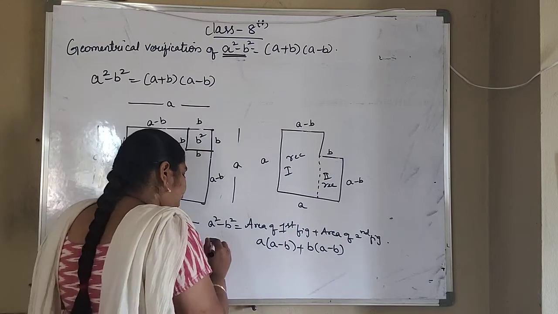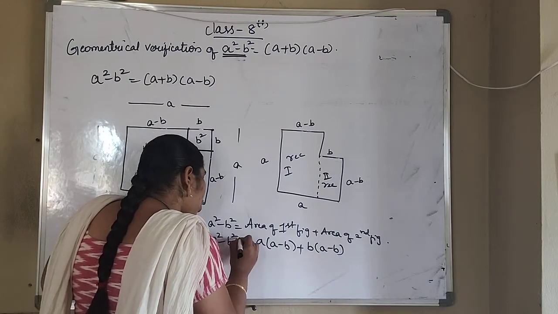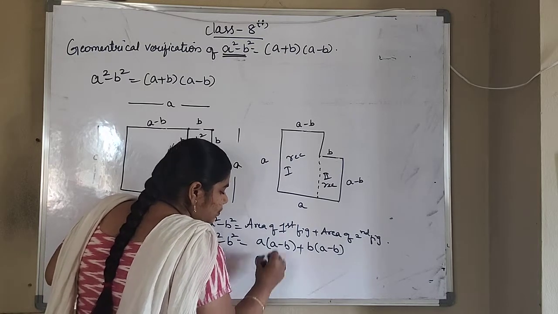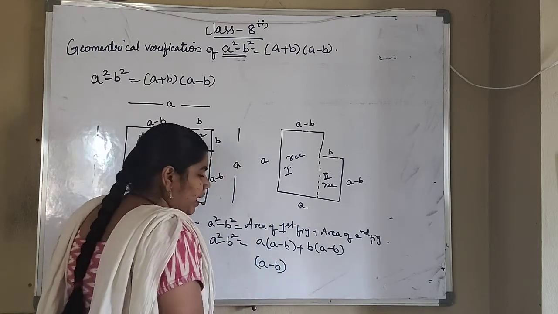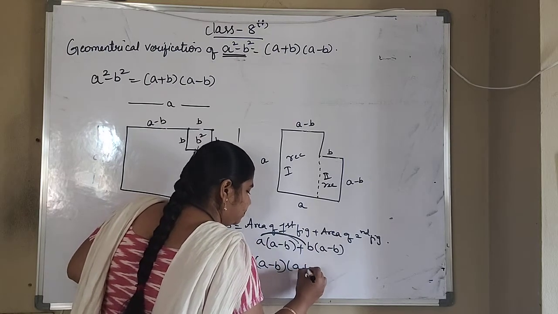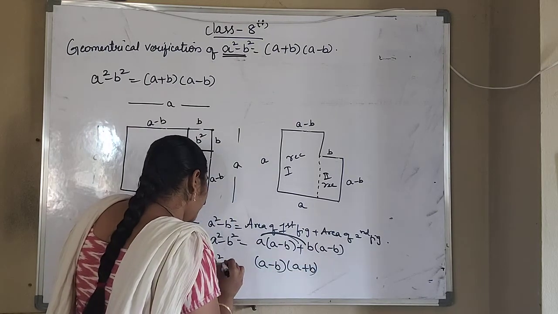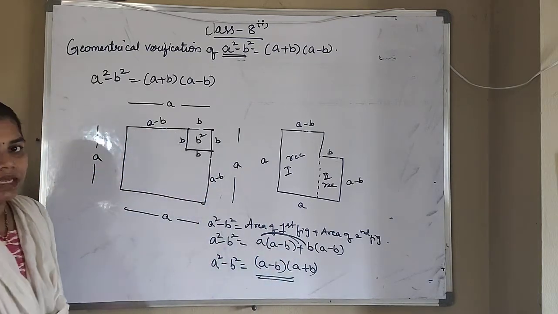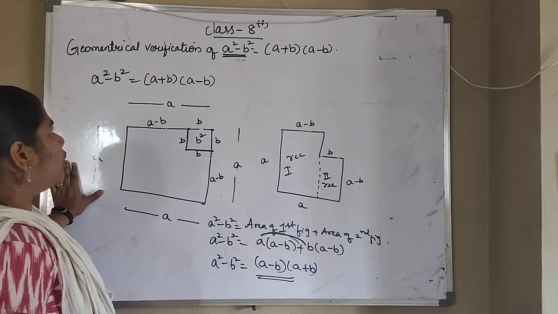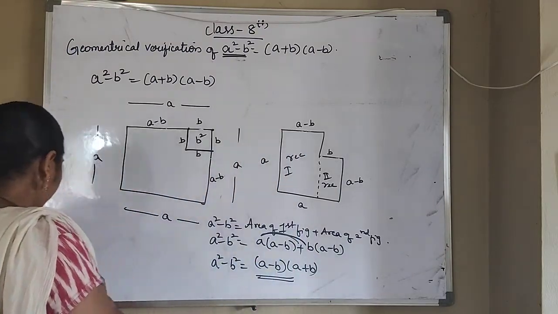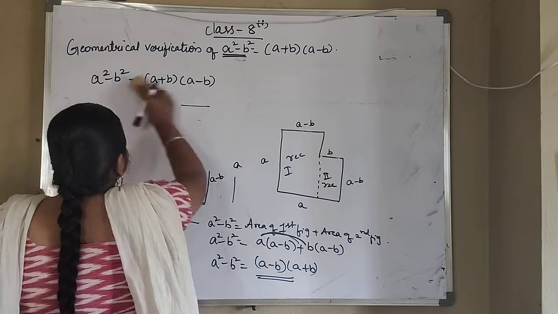Okay. So in this case A minus B is common. I am writing A minus B as it is, only one A minus B I am taking. What are the remaining terms? A plus B. So the formula of A square minus B square is A minus B into A plus B. So by using this geometrical verification we are going to solve our problems now. Okay. So now the first one.